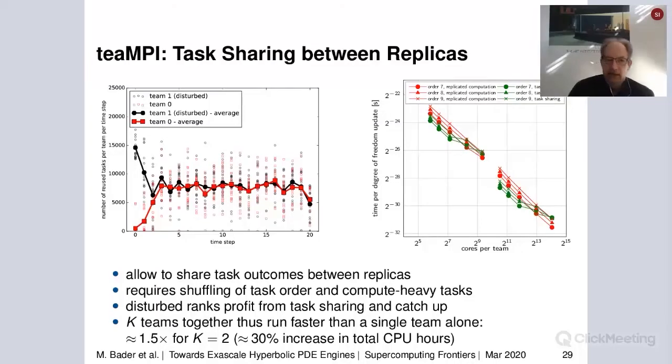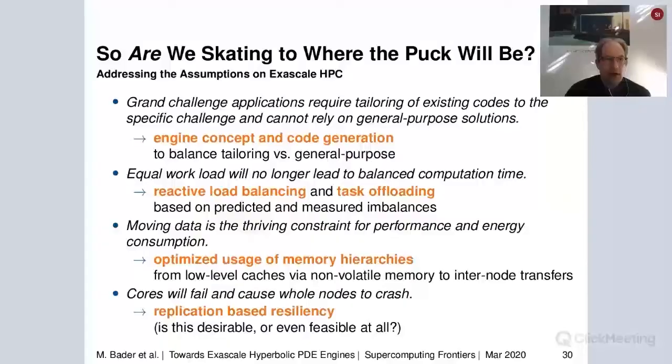So you can do full redundancy, run 2 or 3 teams of simulations in a resilient fashion, but you don't pay twice or 3 times the CPU hours for that. In our studies, we got something like a 1.5 speedup for 2 ranks. So that means you have roughly a 30% increase in total CPU hours for this replicated simulation, and not a 100% increase.